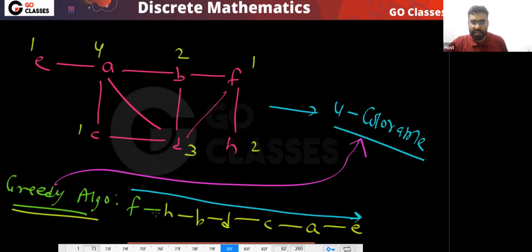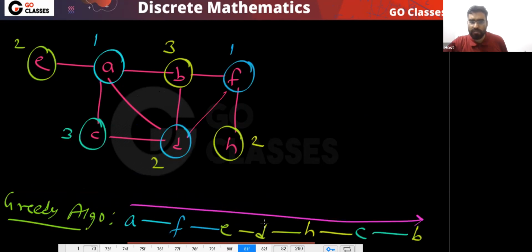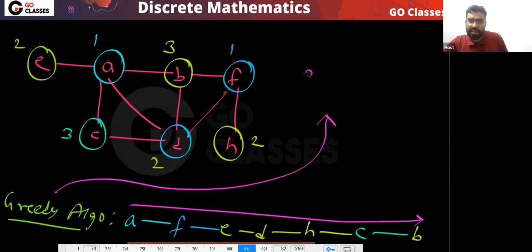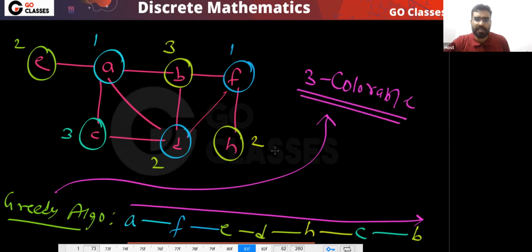So can you notice that if I apply this greedy algorithm in this order, then this greedy algorithm will tell me that this is 3 colorable. At this moment, can I guarantee the chromatic number will be 3? Why can I guarantee it?